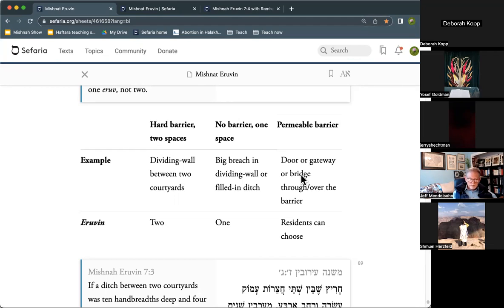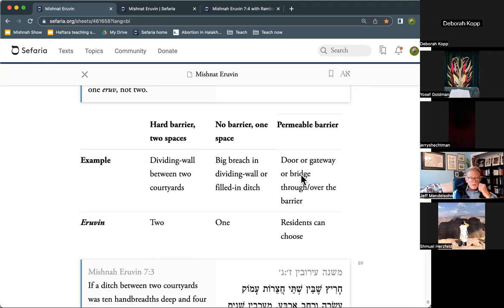So those are our 3 cases, and I laid them out for you on the source sheet. If we can keep those 3 cases in mind, hard barrier, no barrier, permeable or soft barrier, then I think the Mishnah will just become very clear and easy as we go through it.